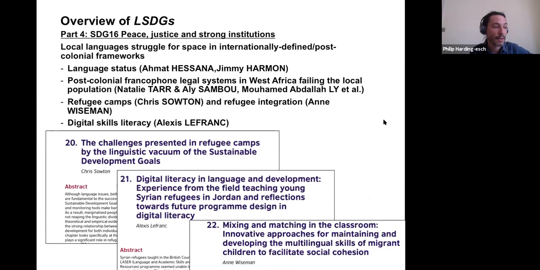They really argue that colonial power structures are perpetuated through language in these systems, and that the systems therefore cannot really provide equal access to justice or democracy for ordinary people.